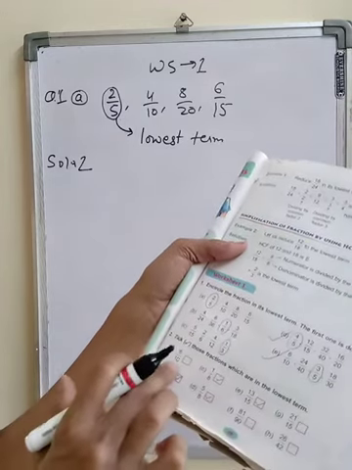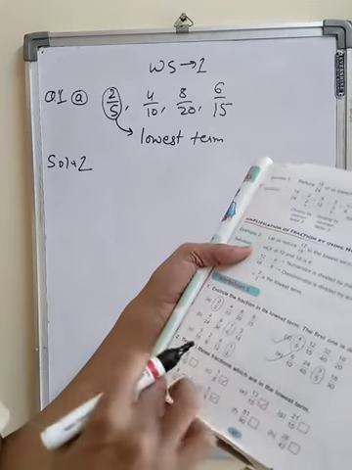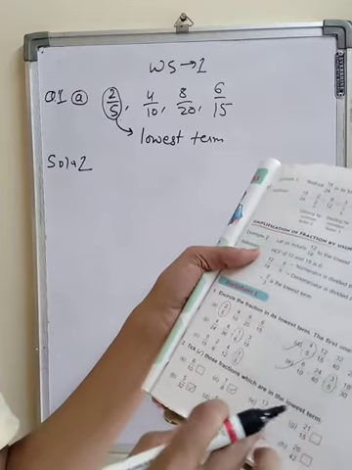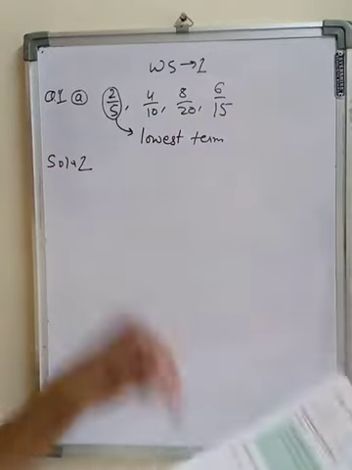21 upon 15, these both are divisible by 3 table. So this we will not put a tick. 5 upon 32, both are not divisible by any common table. So this is also correct. 5 upon 8 correct. 81 upon 90, both are divisible by 9 table. So this we will not put a tick.